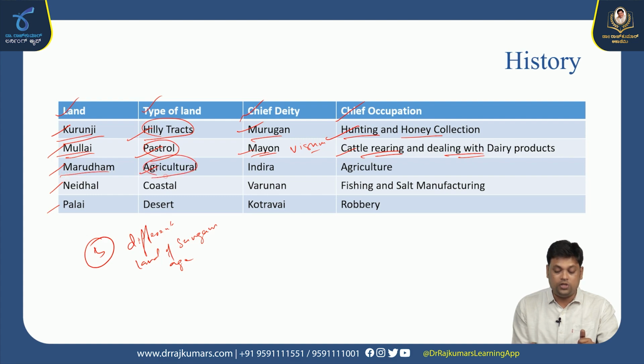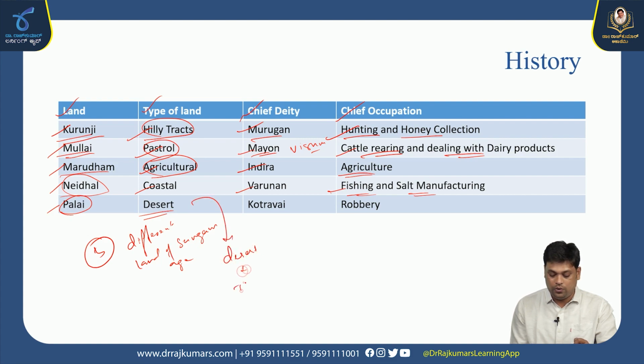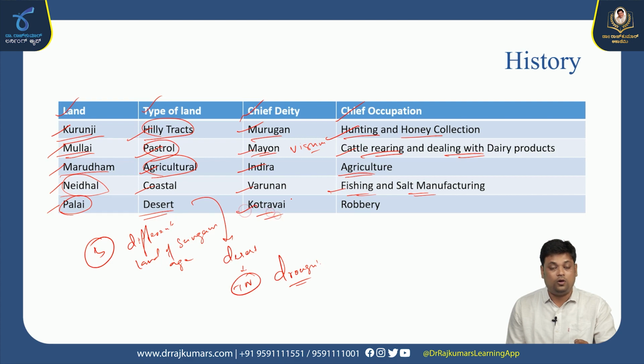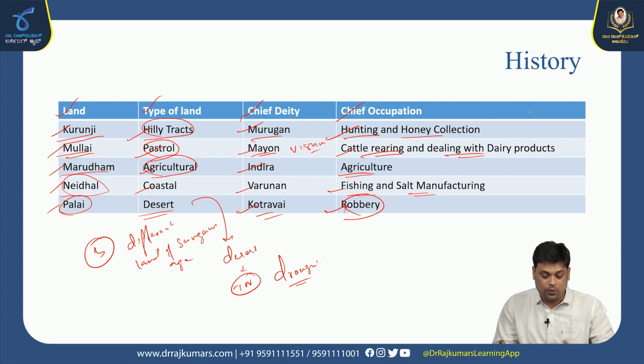Marudam means agricultural land. Indra is the god. Agriculture is their chief occupation. Neidal means coastal area. Varunan, water, and fishing and salt manufacturing is their chief occupation. Palai means desert. We do not have desert in Tamil Nadu, but the place which was completely drought-stricken is considered as the Palai land. Kotravai, a female goddess, and their occupation is robbery. So these are all the important lands and their economic activities.